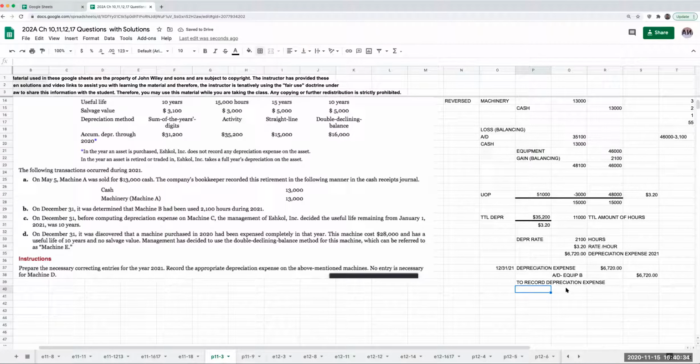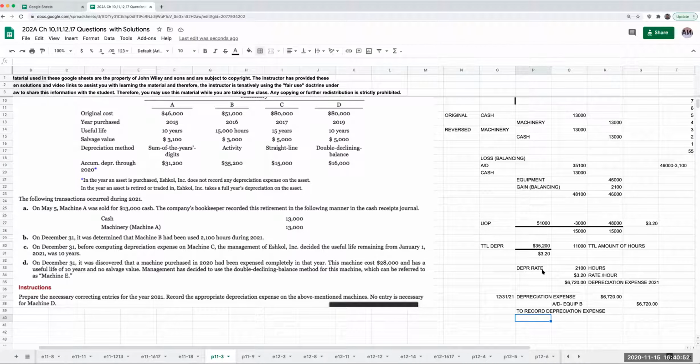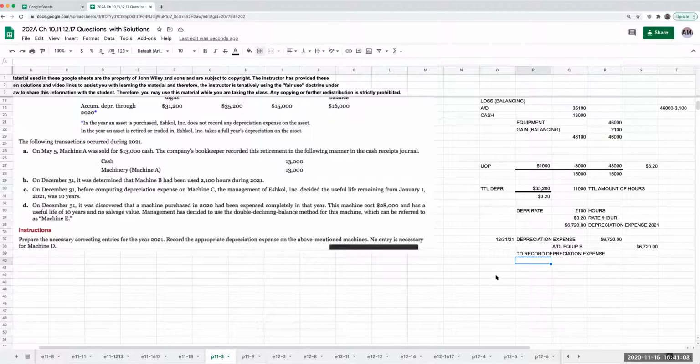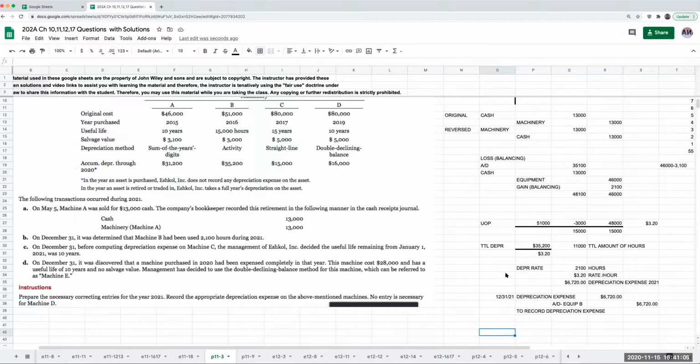So that's how I go through and record depreciation expense for letter B. Okay, letter C. Before computing depreciation expense on machine C, the management of Eshkol Inc. decided the useful life remaining from January 1st, 2021 was 10 years. So what I have to do here is that this was produced through 2017. Whenever I have a change in estimate, I have to handle it prospectively. So let's take a look at letter C.